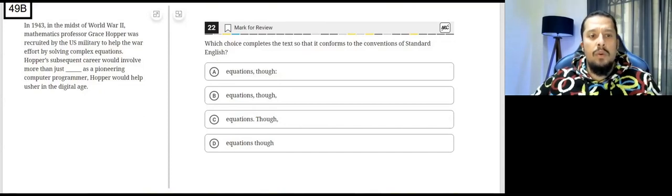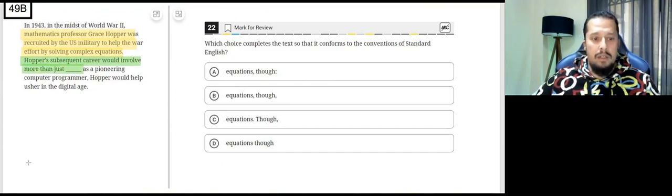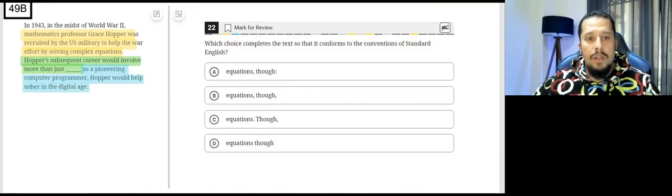Okay, so the location of though would drastically affect the meaning of your sentence. So let's actually read some of these parts. I'm going to begin here. Mathematics professor Grace Hopper was recruited by the US military to help the war effort by solving complex equations. Cool. Hopper's subsequent career would involve more than just blank. I'm going to do different colors. As a pioneering computer programmer, Hopper would help usher in the digital age.